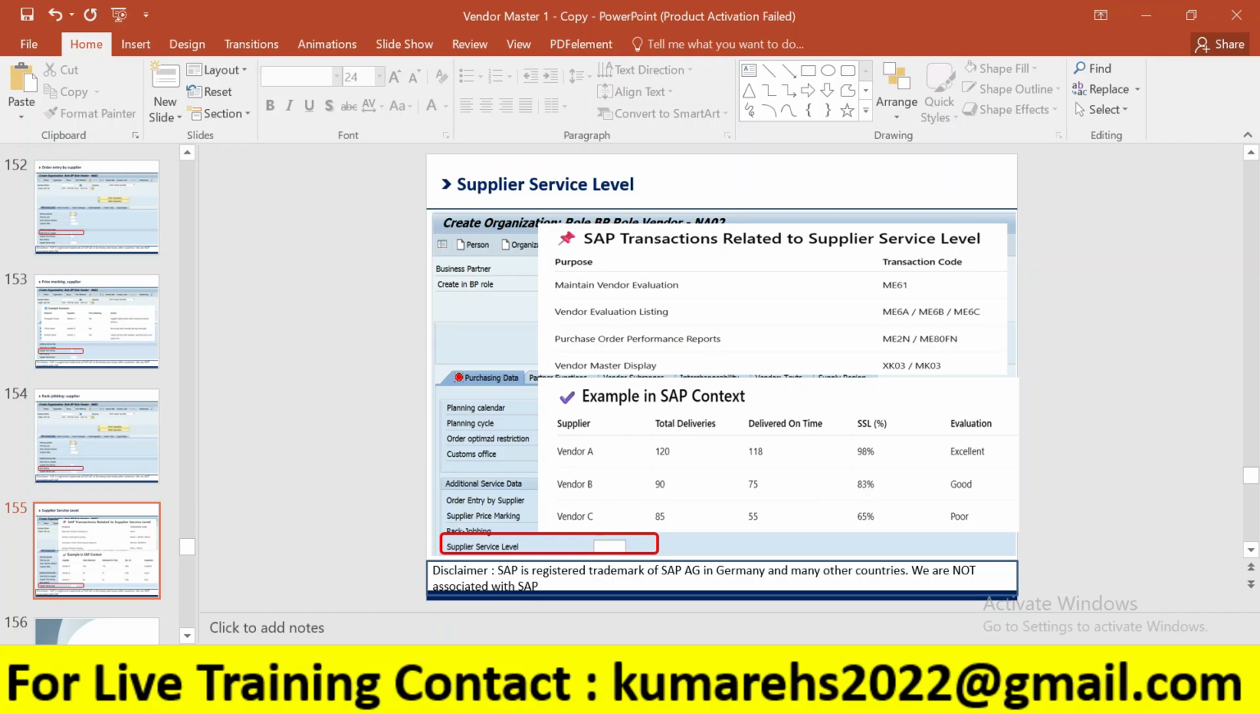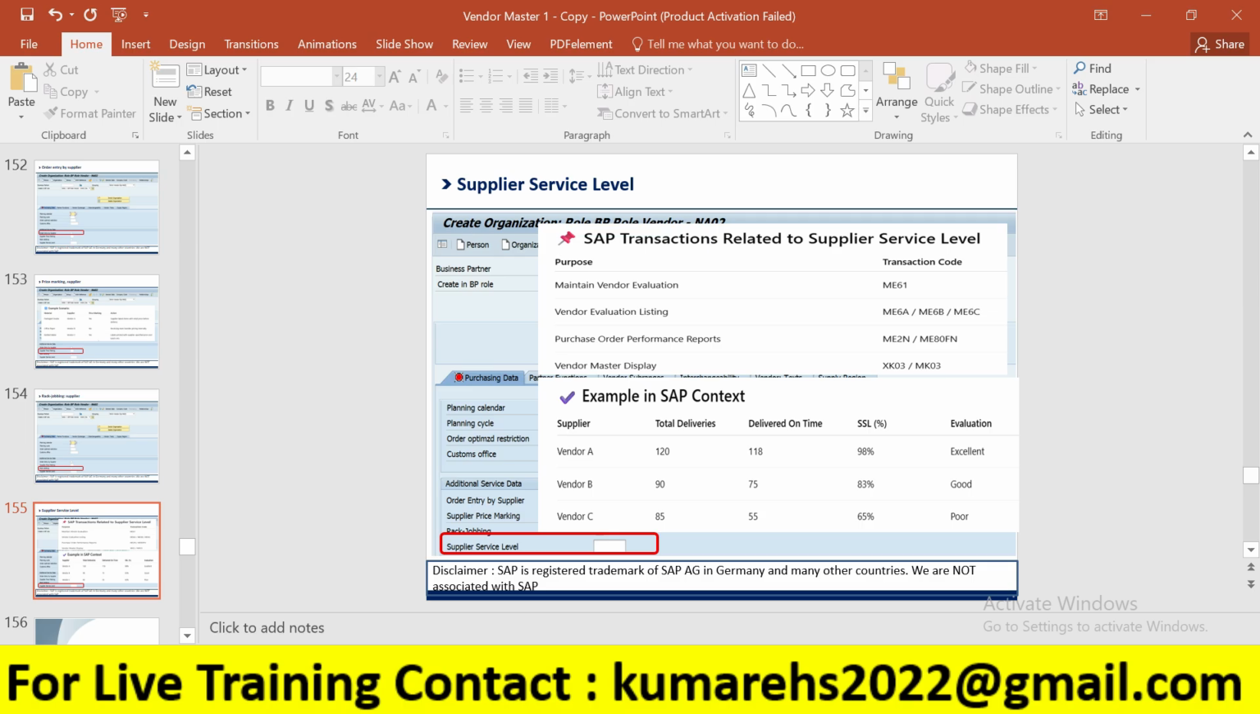So an example in SAP context, there are 3 vendors A, B, C. The first vendor, total deliveries is 120, delivered on time is 118. The SSL score is 98%, excellent. Vendor B, total deliveries 90, delivered on time 75, the SSL is 83%, good. Vendor C, total deliveries 85, delivered on time 55, the SSL score is 65, it is poor. So like this you can categorize.